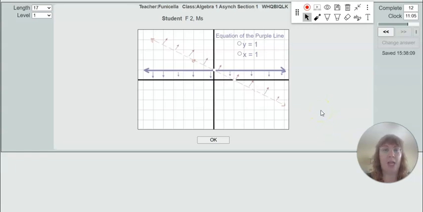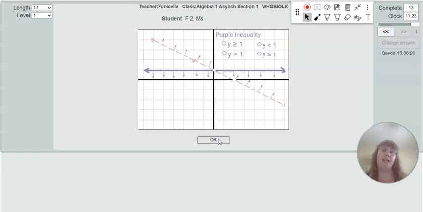Equation of the purple line. The purple line is horizontal, so it has a slope of 0. And it has a y-intercept of 1. So this is the line y equals 1 for the purple line. And hit OK. The purple inequality is y and 1, but it's a solid line and we're shaded below. So solid and shaded below is y is less than or equal to 1.